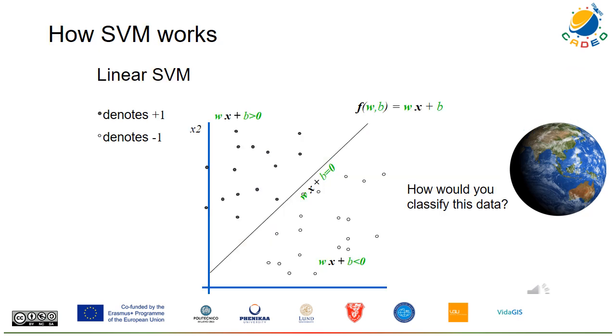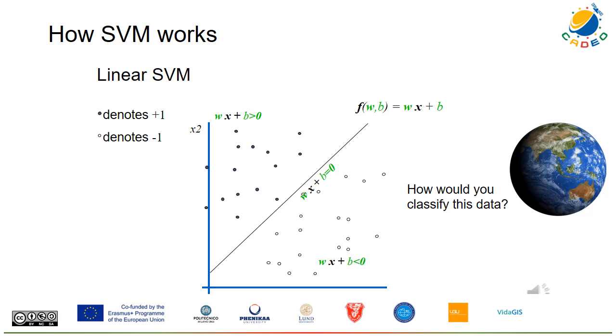Next, let's look at how SVM works. Here we still take linear SVM as an example to explain the theories. Let's look at this application problem. In the data examples, we have two classes. Circles denote -1 and black dots denote +1.